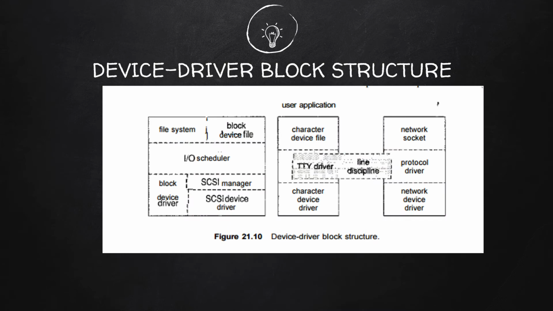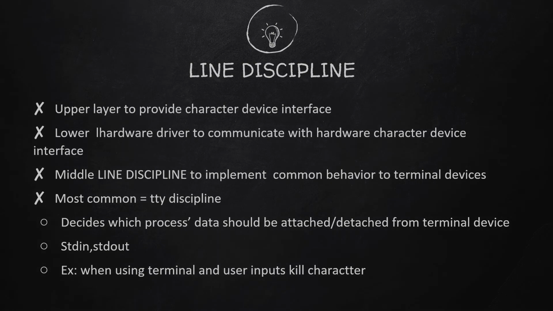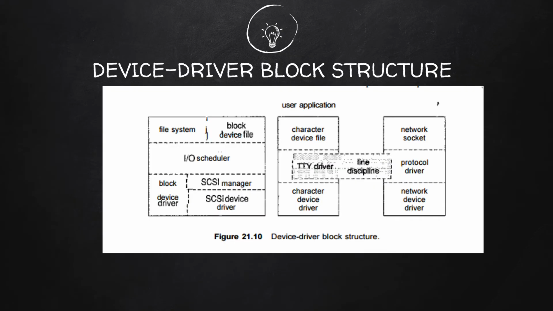Right, now we look at the device driver block structure, and you can see we have the block device file, and then on the bottom right, we see the character device driver. On top of that, we see the TTY driver and the line discipline. And then on top of that, we see the character device file. So those are the three layers I was talking about: the upper layer, which is the character device file, the middle layer, which is the line discipline, and the bottom layer, which is the character device driver.